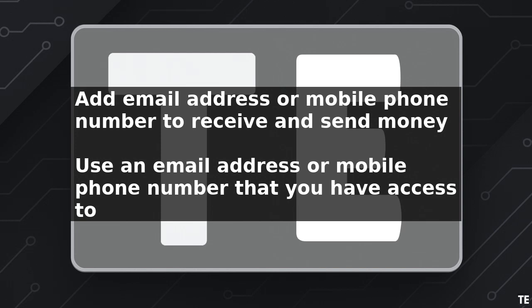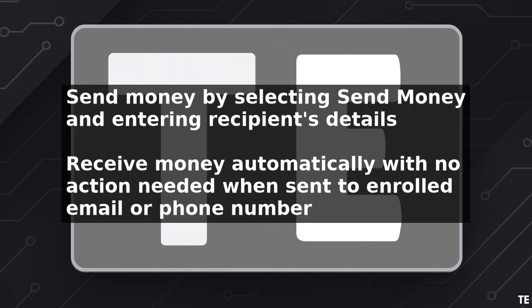To receive money using Zelle, the sender will need to send the funds to your enrolled email address or mobile phone number. You will receive a notification when the funds are sent, and the money will be deposited directly into your Huntington Bank account. You do not need to take any action to receive the funds, as they will be automatically deposited.